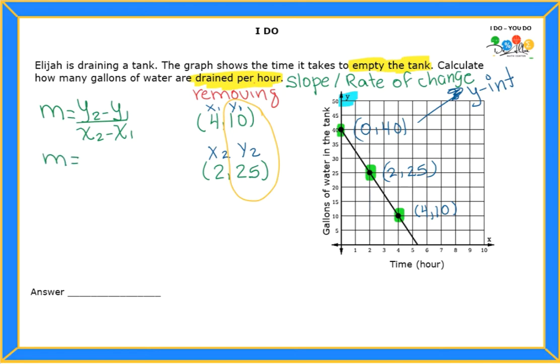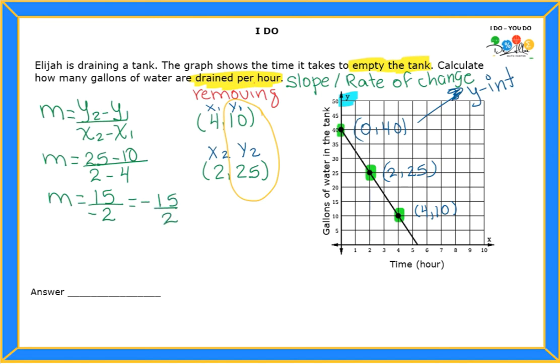And the label says y sub 2, that's 25, minus 10. Is that right? And then 2 minus 4. Very good. So I'm just following my labels on my formula. M equals, what's 25 minus 10? Very good. It's a 15. Is that right? What about 2 minus 4? It's a negative 2. So this basically means negative 15 over 2.